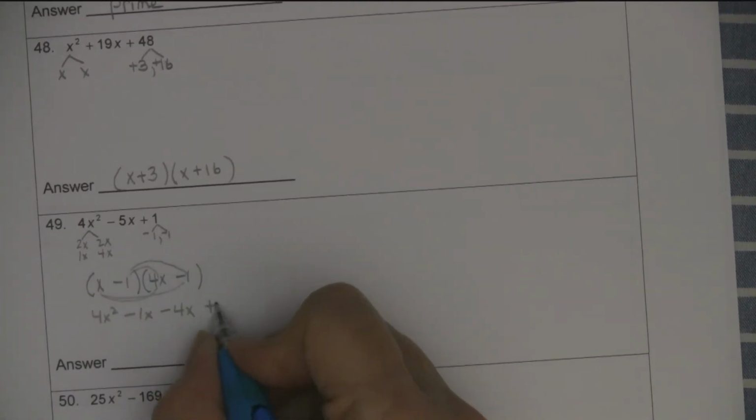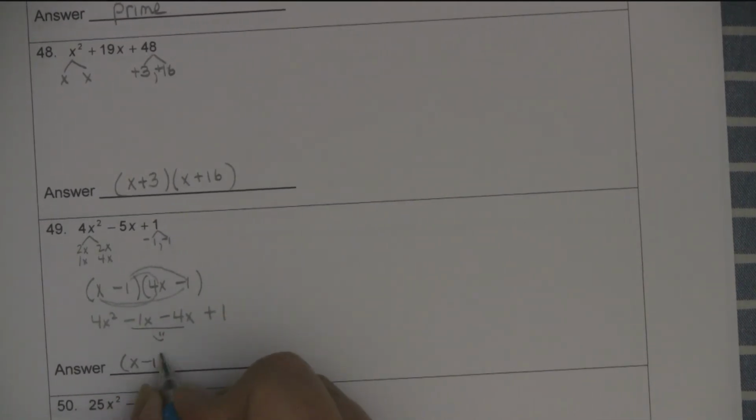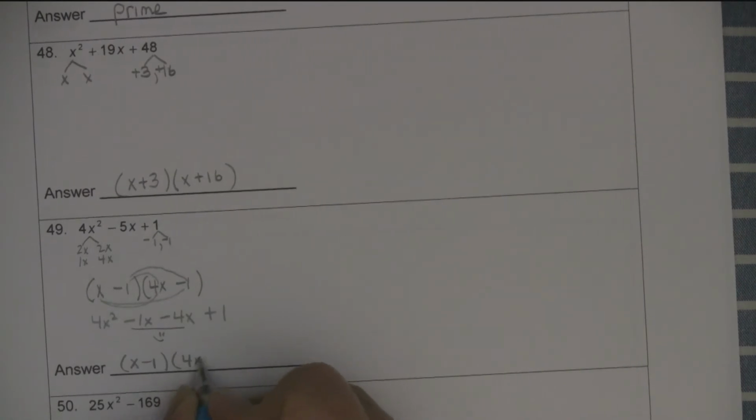That's my try, right? So when I multiply this together, I get 4x squared. When I multiply this together, I get minus 1x. When I multiply this together, I get minus 4x. There's the minus 5x that I was hoping for. And here I get positive 1. And so this is what I wanted. So my answer is x minus 1 times 4x minus 1.